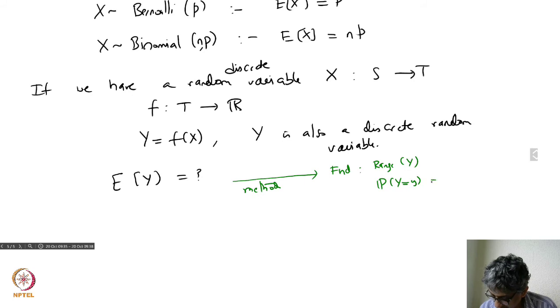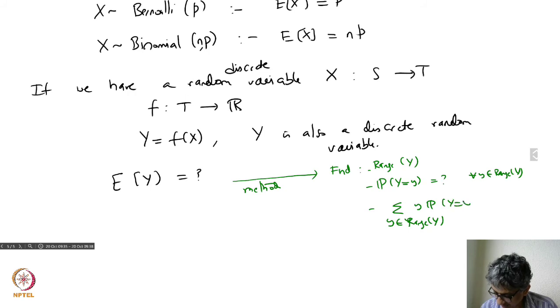You find it for all y in the range of Y. Then once you have this step, you compute the summation over y in the range of Y of y times the chance that Y equals y, and that will give you the answer for E[Y]. This is one way of doing this whole thing.